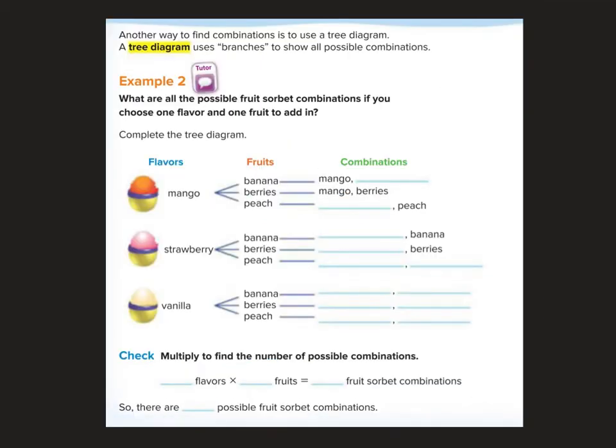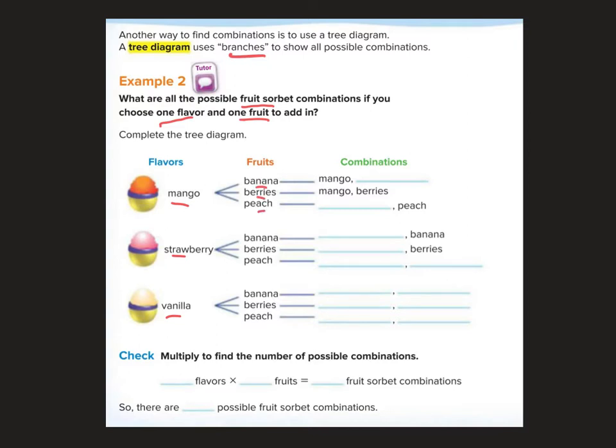Okay, let's look at this one. Another way, instead of a table, is to do a tree diagram, and it uses branches to show all the possible combinations. So let's give this a try. What are all the possible fruit sorbet combinations if you choose one flavor and one fruit to add in? So we're doing one flavor, one fruit. Our flavors are mango, strawberry, vanilla. And our fruits are banana, berries, peach.